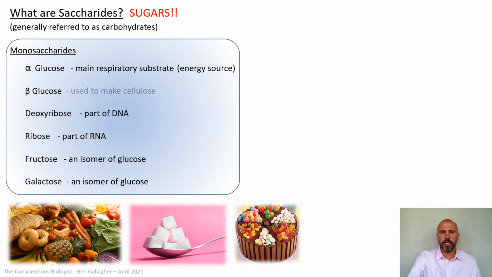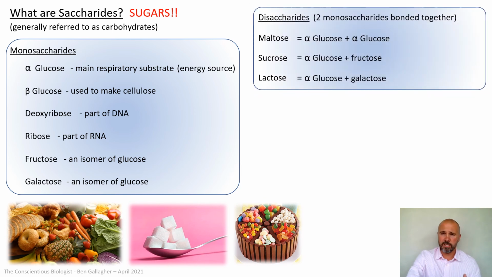But beta glucose we can now also add to this. We know that beta glucose is used to make cellulose, and you need to be able to draw both alpha and beta glucose. Deoxyribose and ribose, both part of DNA. Fructose and galactose, both isomers of glucose, both have the formula C6H12O6, exactly the same as glucose. They're just slightly different versions. They can be used as respiratory substrates, but more commonly they're converted in the cell to alpha glucose, and the alpha glucose is then respired.